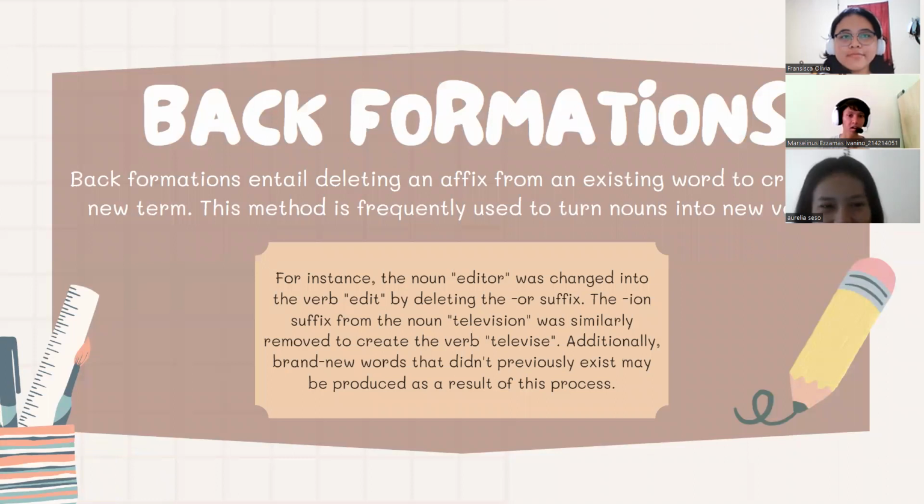Okay, next is back formation. Back formation entails deleting an affix from an existing word to create a new term. This method is frequently used to turn nouns into new verbs. For instance, the noun editor was changed into the verb edit by deleting the -or suffix. And then the -ion suffix from the noun television was similarly removed to create the verb televise. Additionally, brand new words that didn't previously exist may be produced as a result of this process.